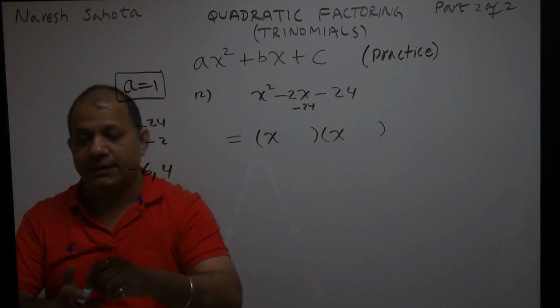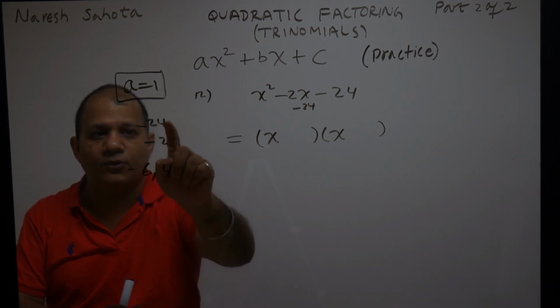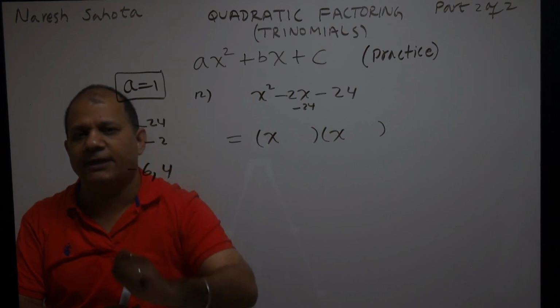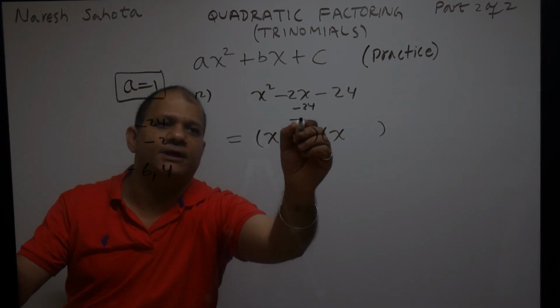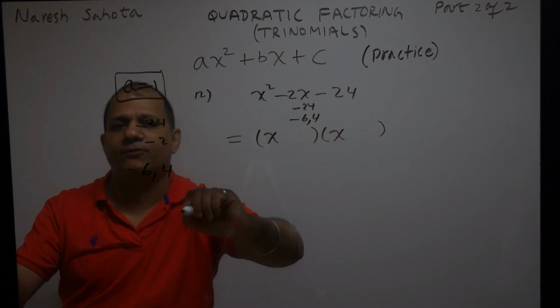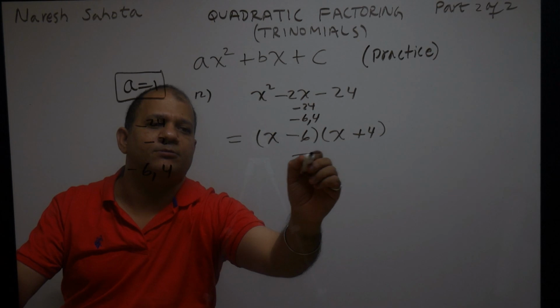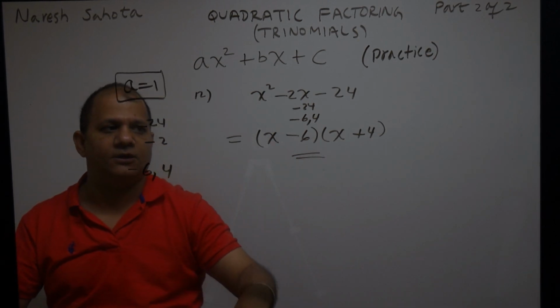So let's try and see. Negative 6 times 4 is negative 24. When I add negative 6 and 4, I do get negative 2. So that's my combination, negative 6 and 4. So this becomes x minus 6, and this becomes x plus 4. So that's the combination there.